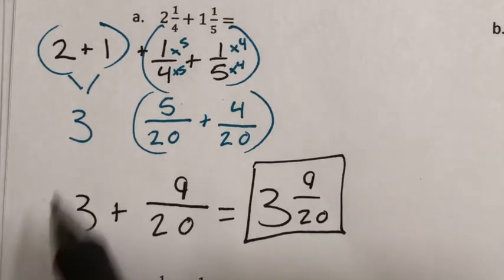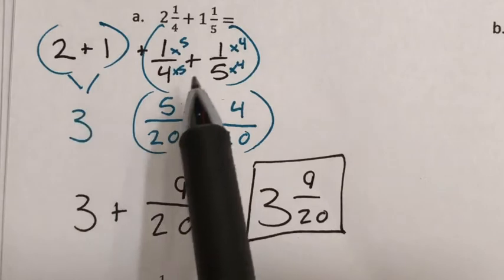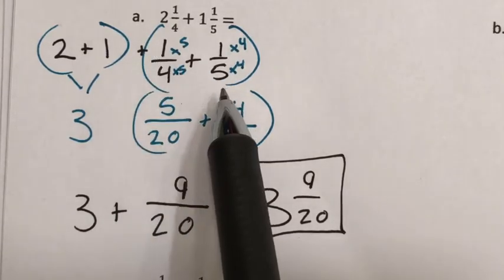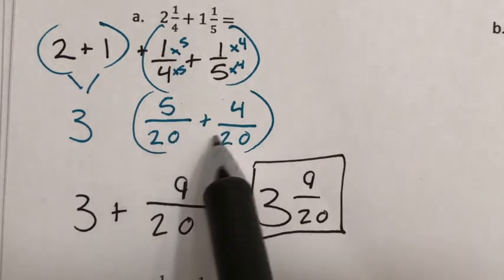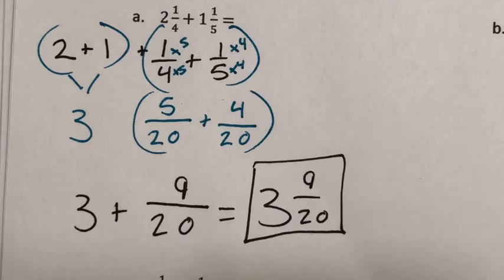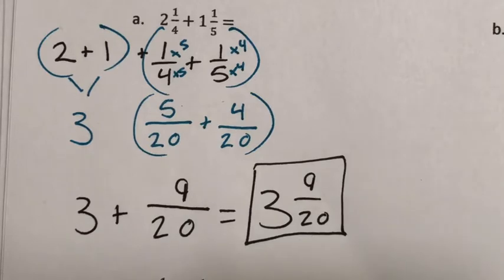Okay, so again, ladies and gentlemen, I took the whole numbers, added them first. I found the lowest common denominator between 1/4 and 1/5. Then I added those fractions together. Then I took the new whole number, the new fraction, and added those together. Okay, same process needs to be used for all these, but the fractions do get a little bit trickier.